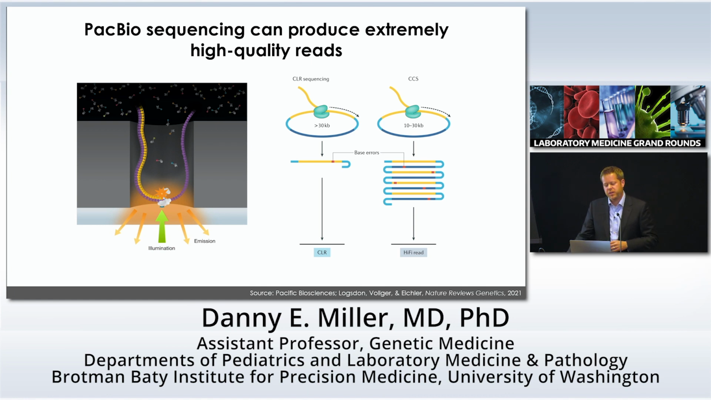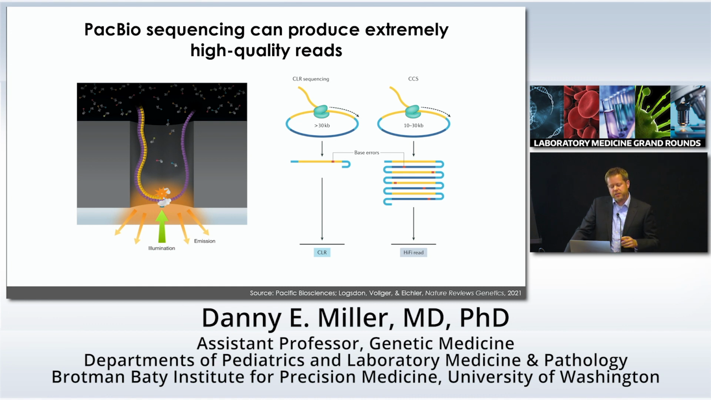There's 2 modes. One's called CLR and one's called CCS. All I want you to take away from this is that CCS is actually branded as hi-fi sequencing, and these are highly accurate reads, because what you do is you go around that polymerase multiple times, you can average out those errors, and you get a really highly accurate read. And these reads are beautiful. The challenge, though, is the read length is limited to about 18 to 20 KB, and the accuracy is around 99.9% or so. So really nice data.